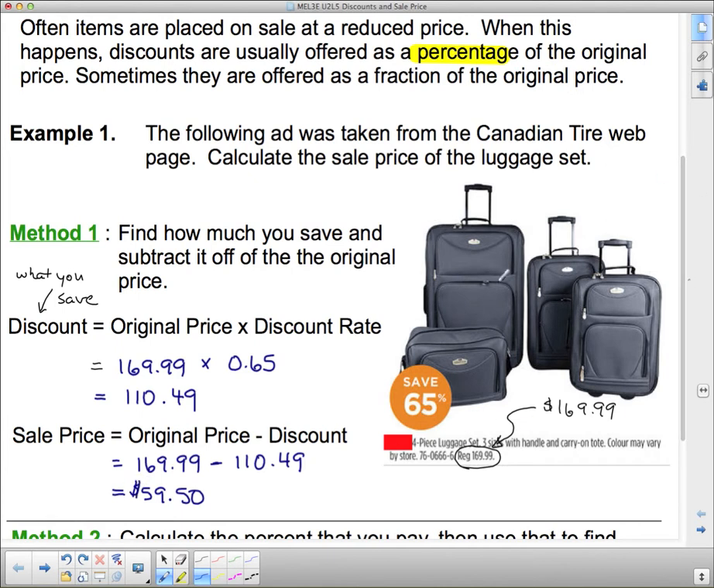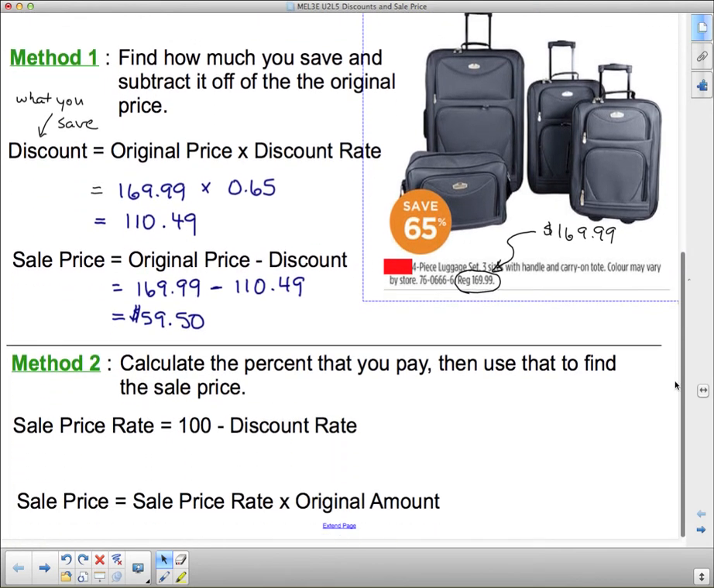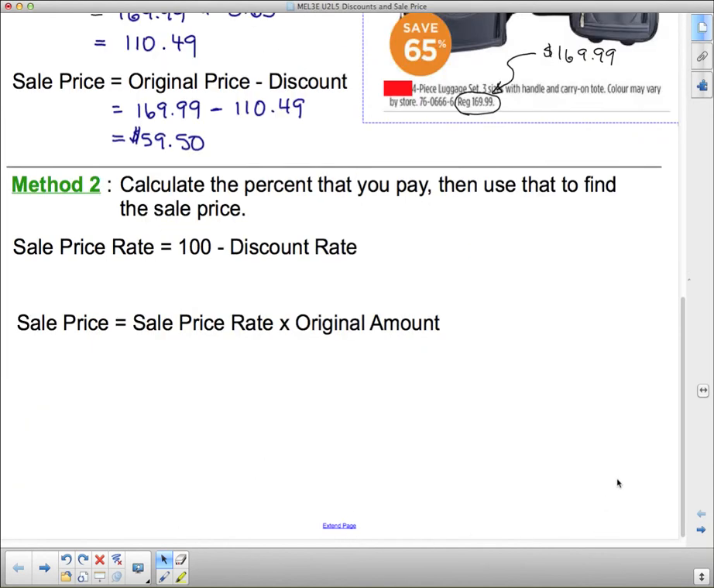And this, by the way, is directly from a Canadian Tire flyer. So let's just have a look here. In the flyer, they usually actually calculate the sale price for you, so you don't have to make those calculations. But you should know how to, just in case you ever need to.